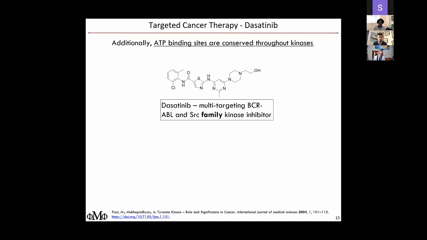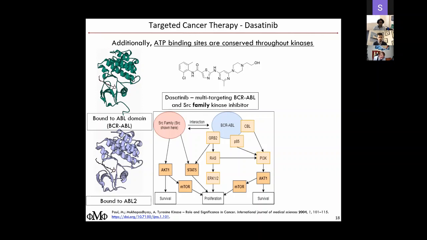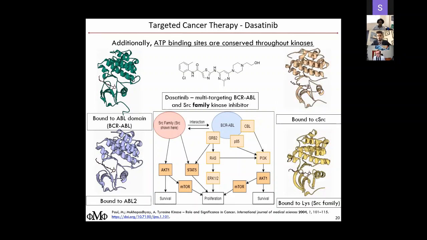What makes this one really special is that when we have specific mutations within a cell, sometimes you have an SRC family kinase mutation as well as a BCR-ABL mutation. This results in a drug that maybe can target both. On the left here, we have BCR-ABL being inhibited by dasatinib, as well as ABL2, a different type of tyrosine kinase, relatively similar though. And then on the right here, we have the SRC family, which dasatinib also binds to relatively effectively.